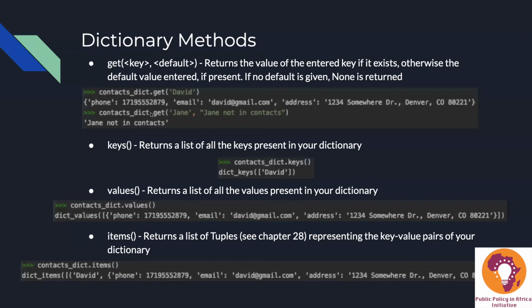But say we want to see if Jane is in our contacts list. So we do contacts.get Jane, and here I did provide a default value, just to see what would happen. Since Jane isn't in our contacts dictionary, it returns the default value I provided, and it says Jane not in contacts. If I didn't provide this default value, it simply would have returned none.